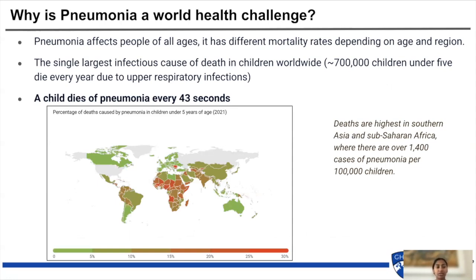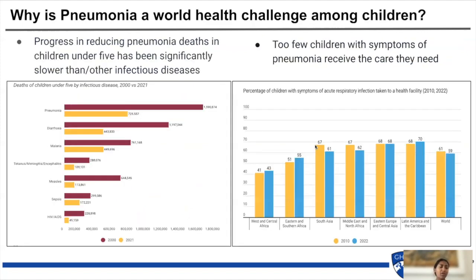It is the single largest infectious cause of death in children worldwide, with under 700,000 children under 5 dying every year due to these upper respiratory infections. Progress in reducing pneumonia deaths in children under 5 has been significantly slower than other infectious diseases, such as malaria or measles. Too few children with symptoms of pneumonia receive the care they need.